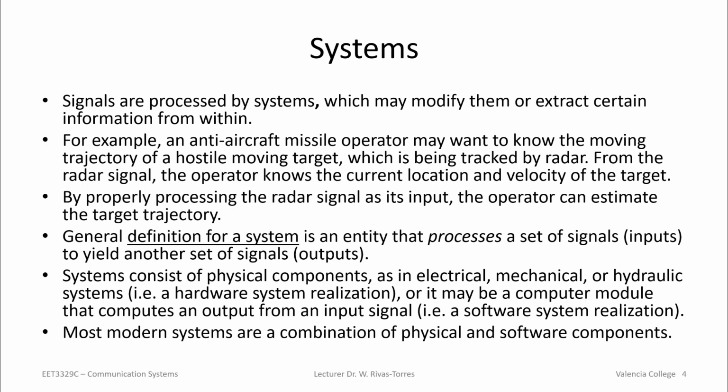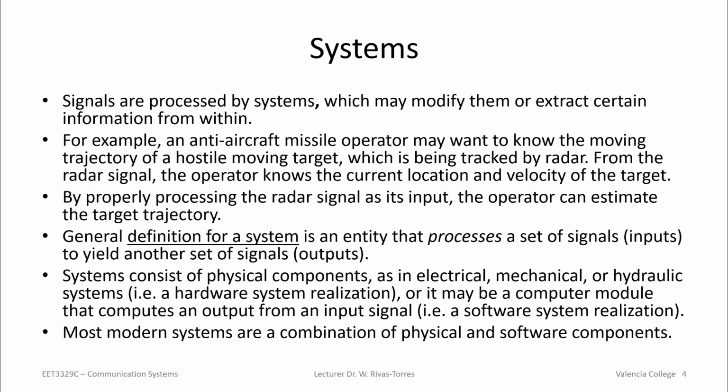So, systems. Signals are processed by systems which modify the signal to extract information from within. Think about an anti-aircraft missile. You may want to know if there's a hostile target moving towards you and which is being tracked by your radar, right? So the operator always wants to know where it is and at what velocity this missile is moving, right? So that's the information that we're trying to extract from the signal. So you need to properly process the signal so that you can estimate what the target trajectory is, right?